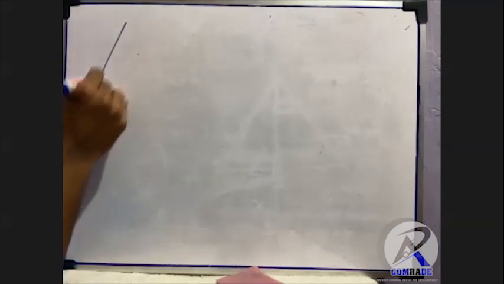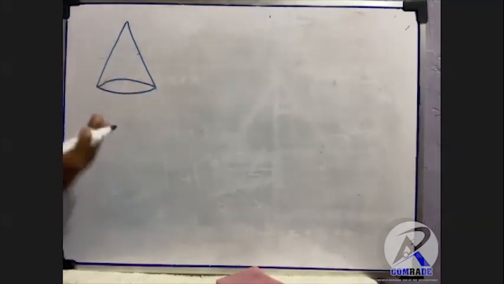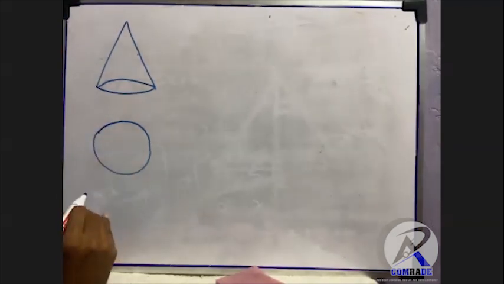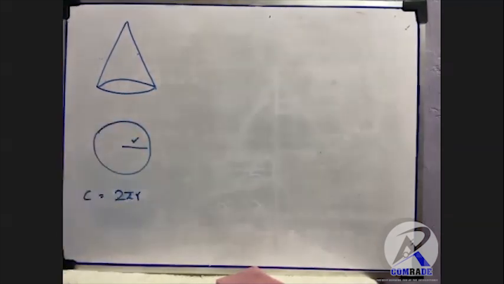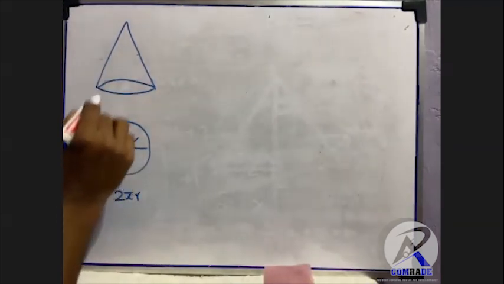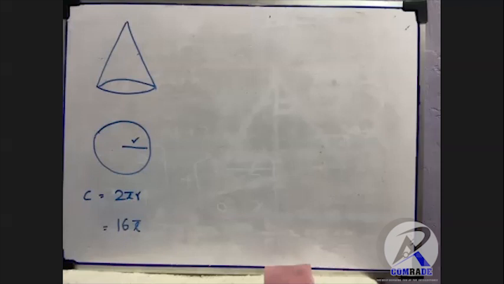The circumference of the base of a cone is 16 pi centimeters, okay? This is the cone, right? In Sinhala, it is known as Ketua, right? So the base of the cone is a circular shape, right? We know how to find the circumference of a circle. It is 2 pi r, where the radius is r, right? And in here, they gave the cone's base circumference as 16 pi, right? We know the formula to find this circumference. It is 2 pi r, right?